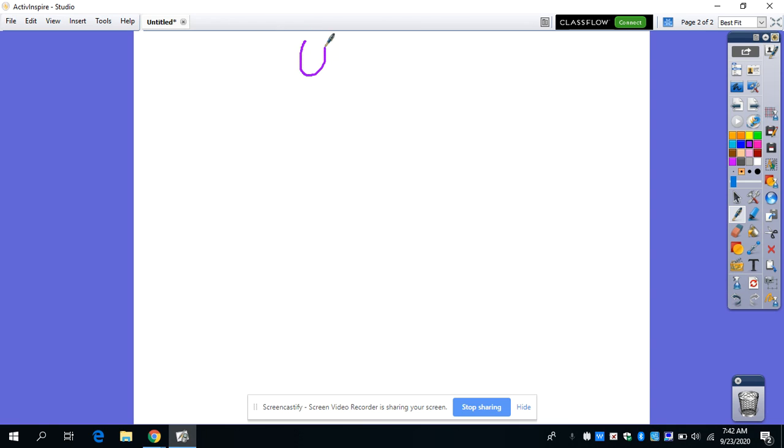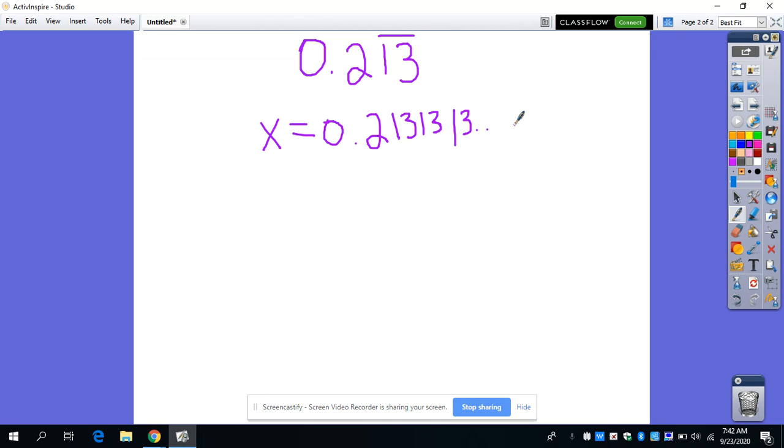All right, so if you got 0.213 and there's a bar notation over the 1 and the 3, you're going to write it as x is equal to 0.2. The 2 isn't repeating. The 1 and the 3 are. So you're going to have 1, 3, 1, 3, 1, 3, dot, dot, dot. Okay? It's going to keep on going. I like putting in a good three sets of those numbers. If you want to do just one, it's up to you. No, they have to put in three. Okay, Tucker said you have to put in three.